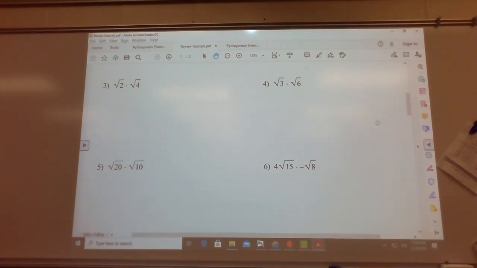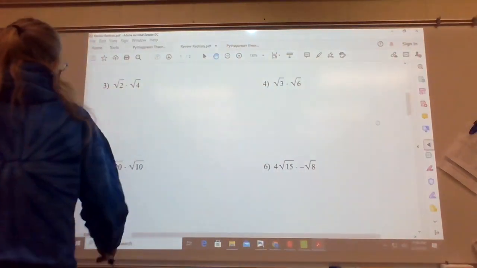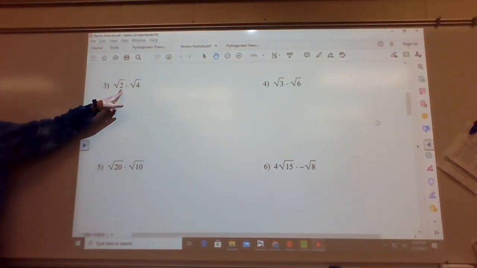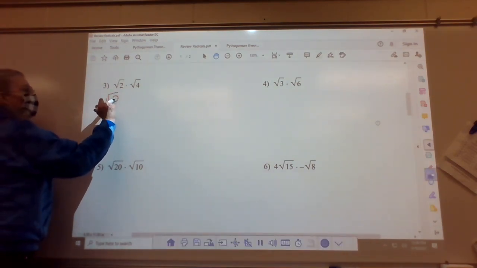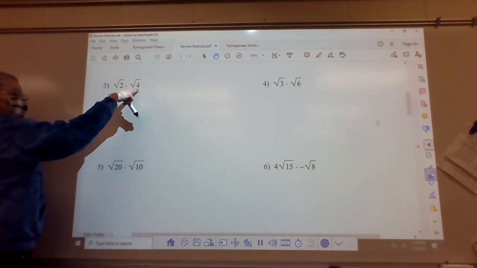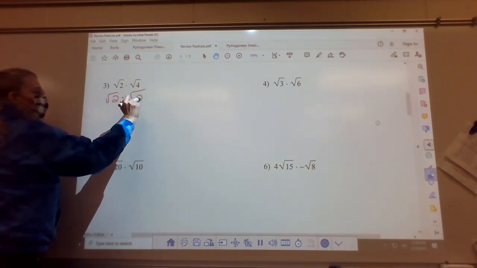Number 3. So step 1 was to factor the numbers. Can I factor a 2? Nope, it's already prime. Can I factor a 4? Yes. 4 is 2 times 2.